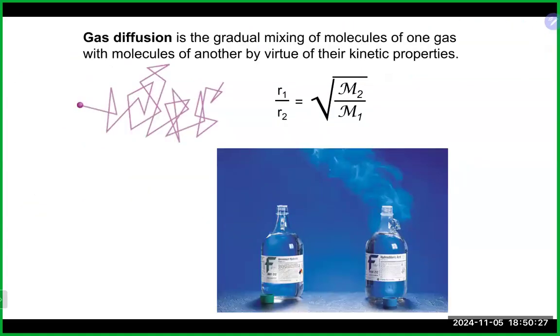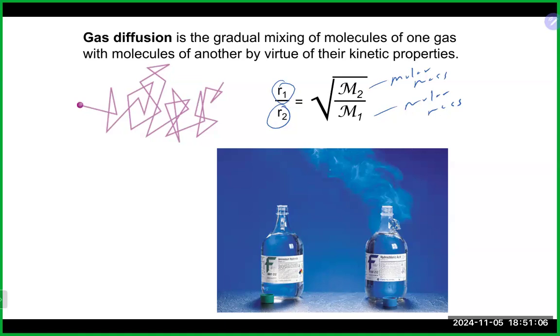Now, another idea here in terms of how gases move around is the idea of gas diffusion. And gas diffusion is the slow, gradual mixing of gas molecules by virtue of their kinetic properties. That is, the rate of gas 1 divided by the rate of gas 2 is equal to the square root of the molar mass of gas 2 over the molar mass of gas number 1. These molar masses here are actually just in regular grams per mole. Again, we don't need to go to kilograms on this particular one.